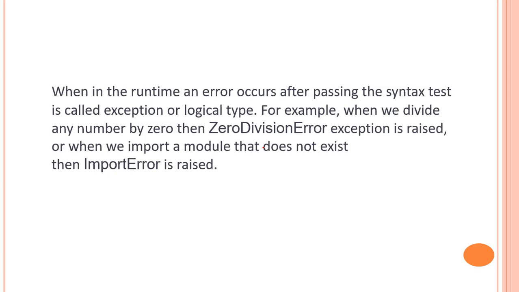While at runtime, an error that occurs after passing the syntax test is called an exception or logical error. Let's say you want to divide two numbers, but you have forgotten to write the division sign and you have given a multiplication sign. So 10 divided by 5, you wanted the answer 2, but you are getting 50 because there's some sort of logical error in your program. These are known as logical errors and also as exceptions. So errors that occur at runtime are known as exceptions or logical errors.